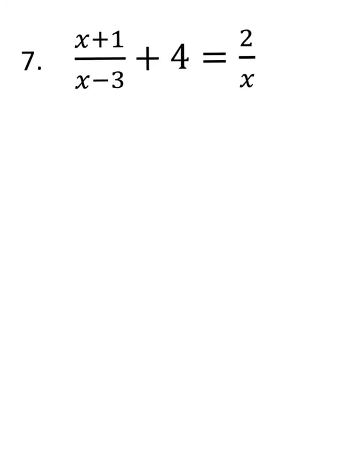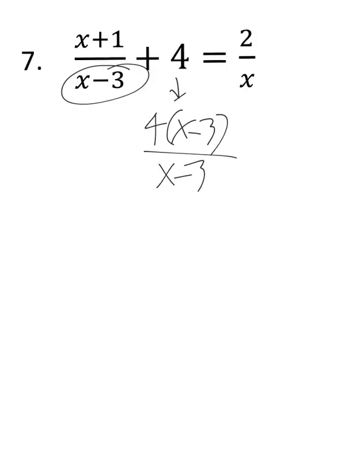All right, number 7, last one. See this 4? I need it to have the same denominator as x minus 3. So I'm going to turn that into saying 4 times x minus 3 over x minus 3. Because what you put on the bottom, you have to put on the top. So it's going to say x plus 1 over x minus 3 plus that equals 2 over x.